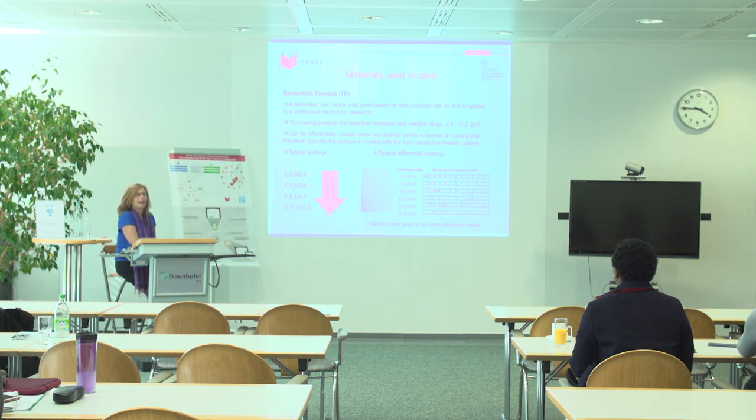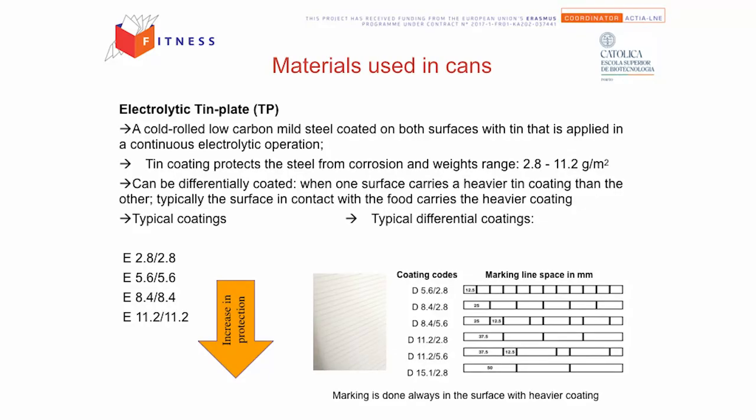So, I have tin coating on each side. Here I have the same, like 2.8 and 2.8, or 5.6 and 5.6, 8.4 and 8.4, and so on. So this is the same coating, the same amount of tin on the internal and external side of the can. Okay, it's the same, so I don't do anything.